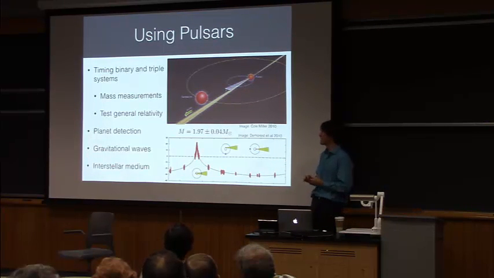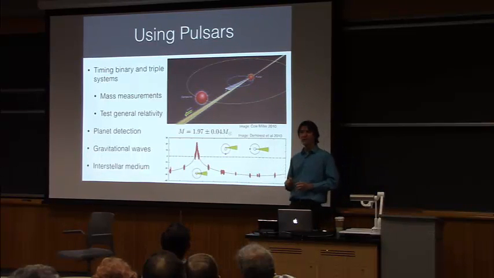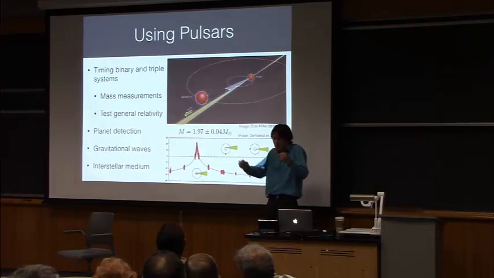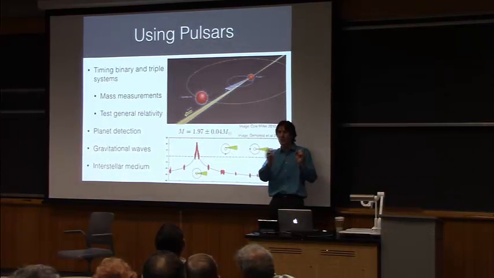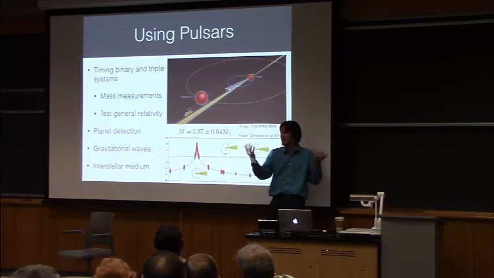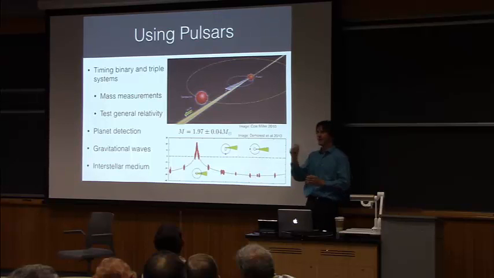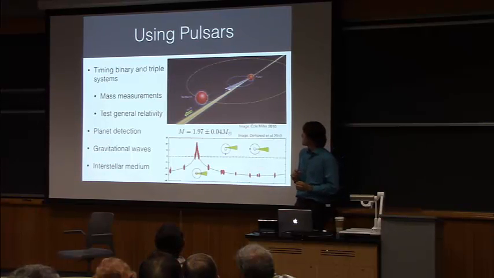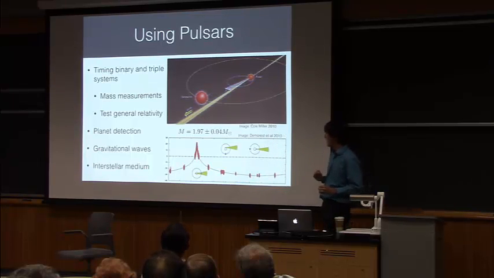We can also use pulsars to test general relativity. I'm going to show you one example later. We have detected planets around pulsars. Planets as small as the moon, because the small change in the motion of the pulsar due to a planet orbiting it, the pulsar itself being influenced by the planet, can be detected as a change in the time of arrival of the pulses. And you can use pulsars to measure gravitational waves, which again will come later.